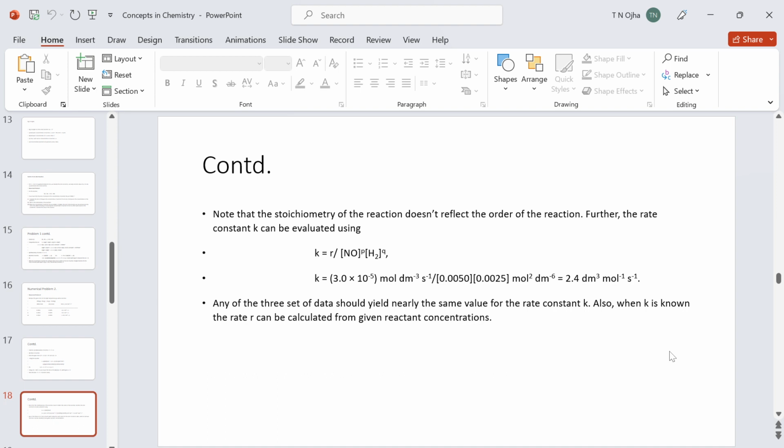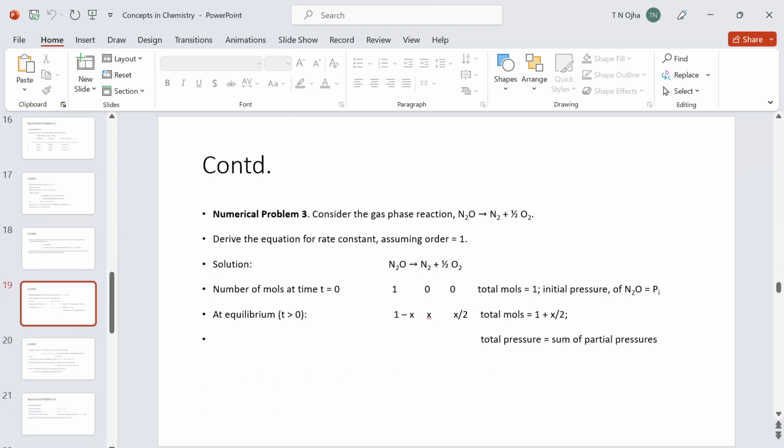It comes out to be 2.4 liter mole inverse second inverse. Any of the three sets of data should yield nearly the same value for the rate constant. Also, when K is known, rate R can be calculated from given reactant concentrations.